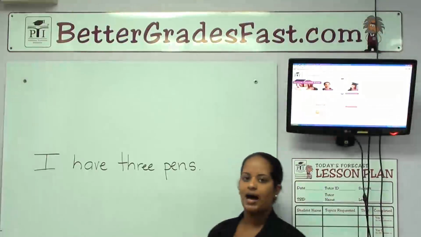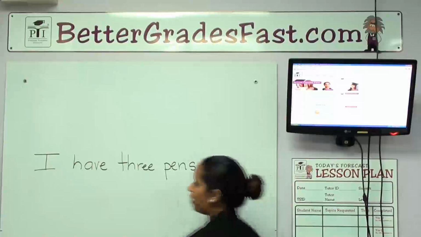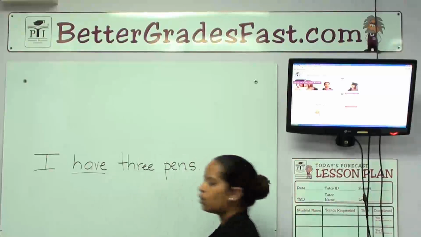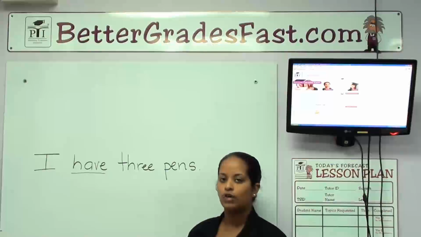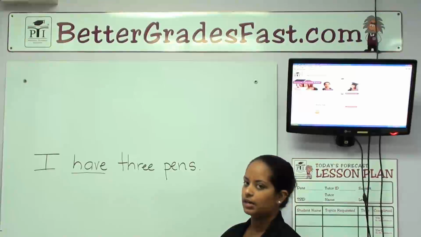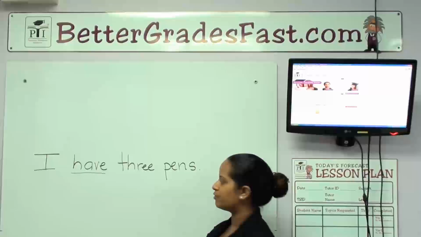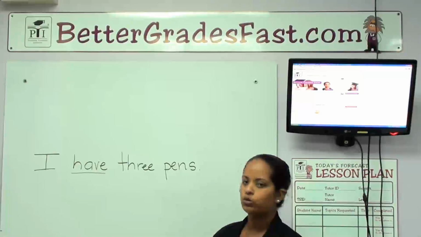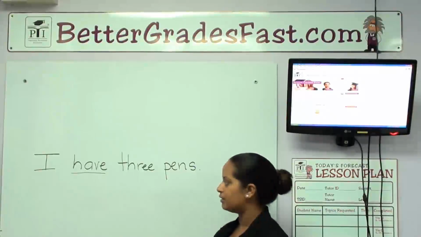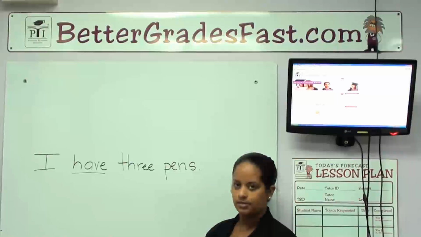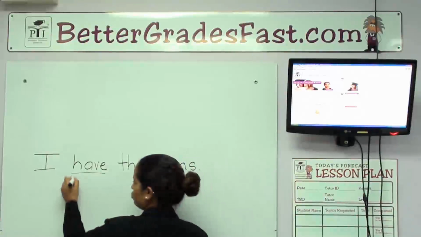In this sentence, I have 3 pens. The verb, the doing word, is have. Who has? I. That's the subject. But to determine a transitive verb, we need to see if there's an object. First, we need to ask who or what after the verb. I have who. Do we have an answer? No. I have what? 3 pens. Do we have an answer? Yes. Therefore, we know that have in this sentence is a transitive verb.